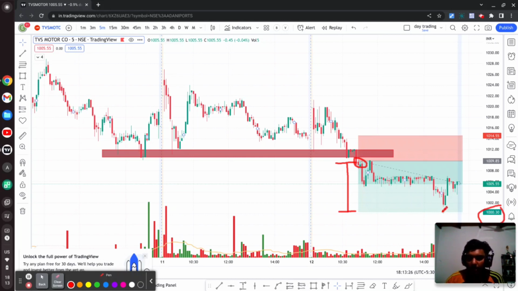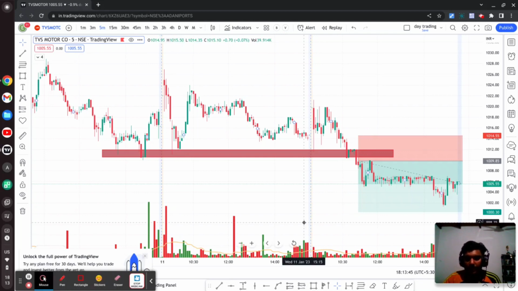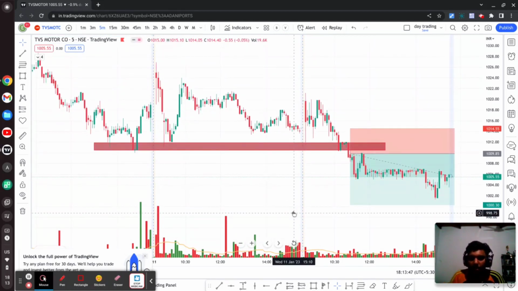It came close to 1000, but it didn't take our target. Anyway, it's fine. Our analysis was right. And about our SL, it was like the previous swing high. I consider this particular candle and I place the SL below that candle. So it was 1:2 plus risk to reward ratio. Okay, so that's the logic of selecting the stock and selecting this particular level.